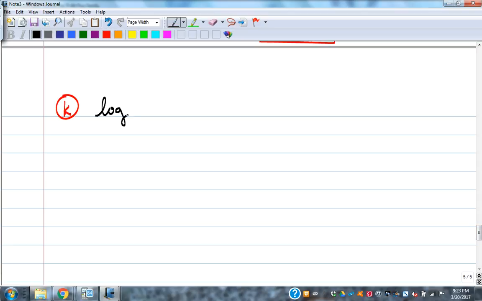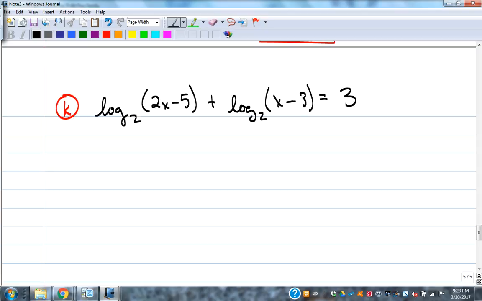Log base 2 of 2x minus 5 plus log base 2 of x minus 3 equals 3. What happens on the left side? Well, it turns into multiplication. Good. You guys are seeing that really well. So it's 2x minus 5 times x minus 3.